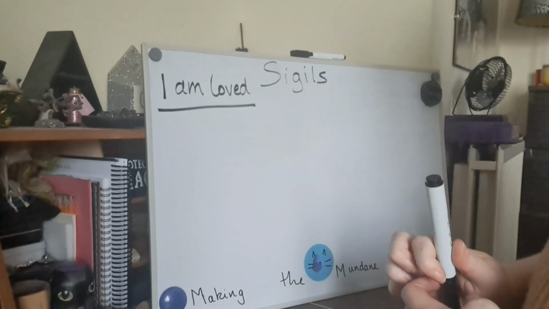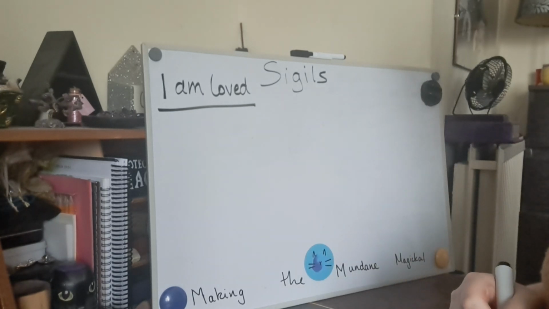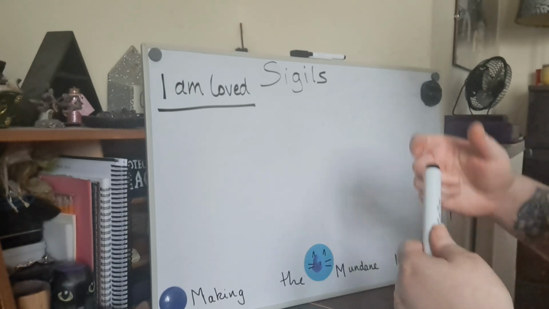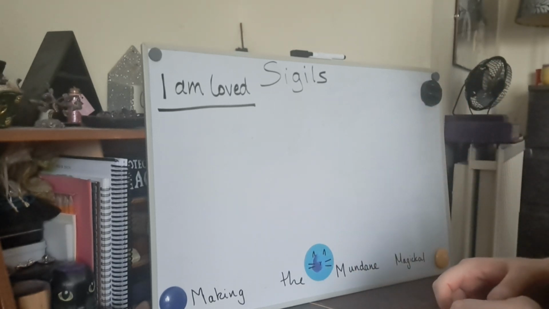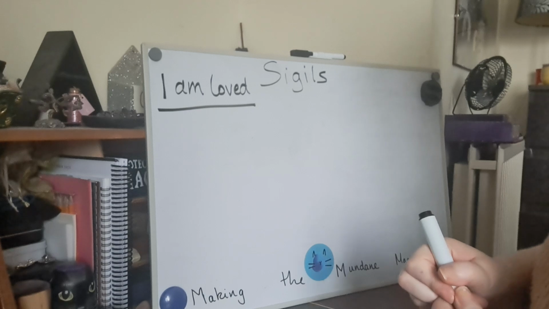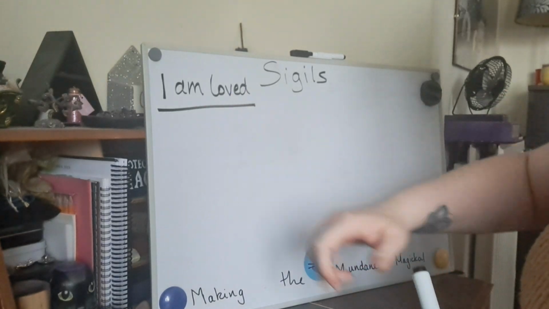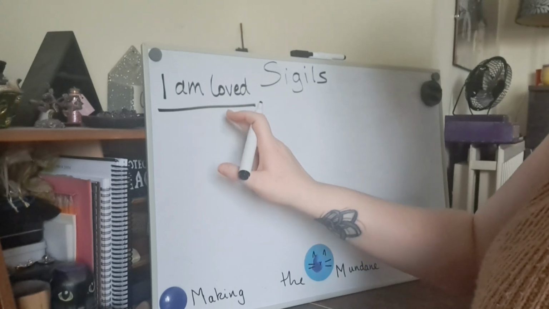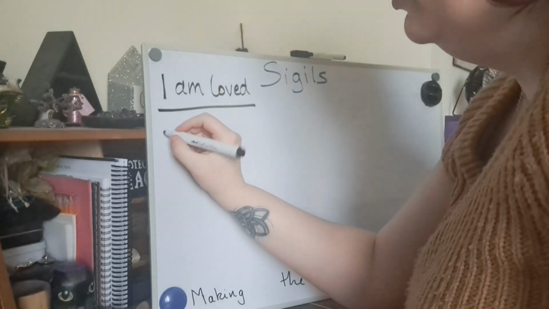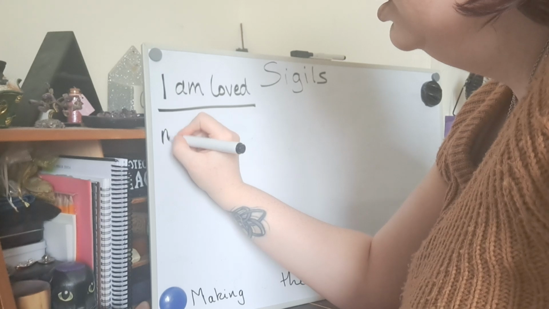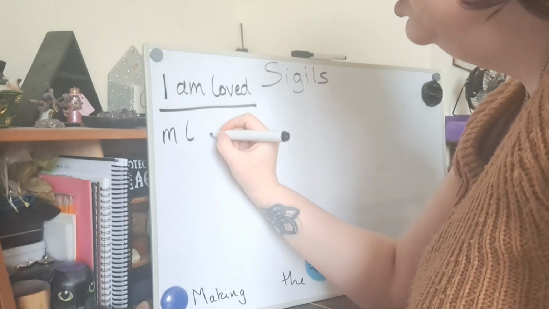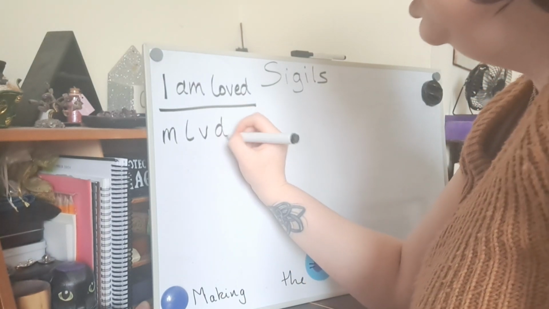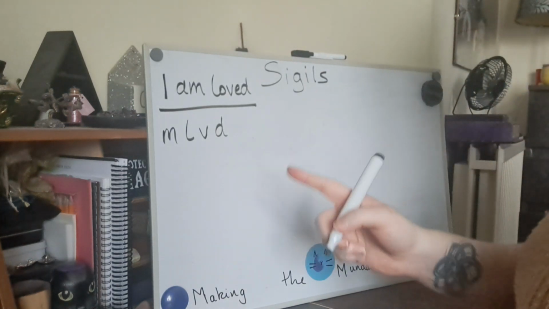So if I were to take I am loved, this statement, and turn it into a sigil, first off, remove all vowels. So we're left with an M, an L, a V, and a D. This is a nice easy one.